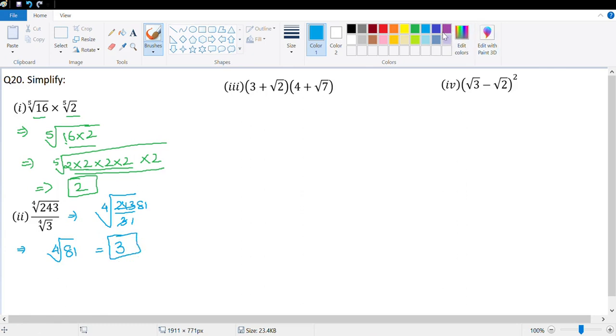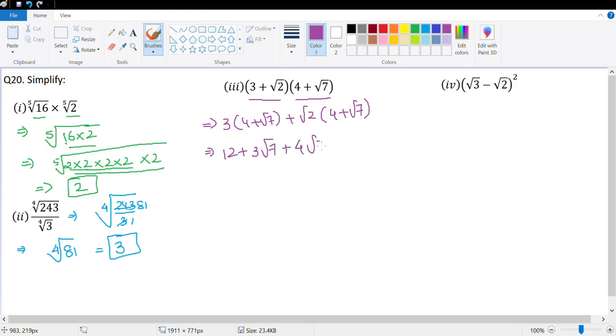And the next part of the question, 3 plus root 2 multiplied with 4 plus root 7. This is basic multiplication of binomials. So this is 3 multiplied with 4 plus root 7 plus root 2 multiplied with 4 plus root 7. Let's multiply. 3 into 4, 12 plus 3 root 7 plus 4 root 2 plus root 2 into root 7. That's root 14. And there is nothing else that we can simplify further. That's my final answer.